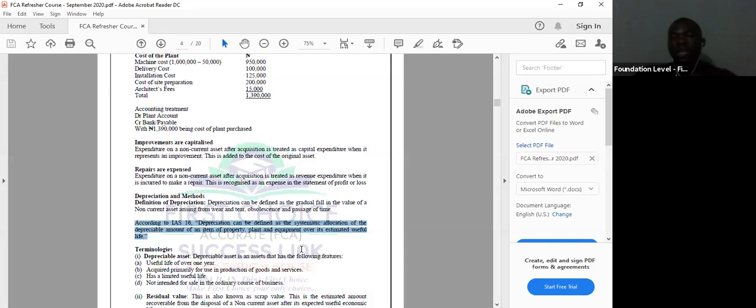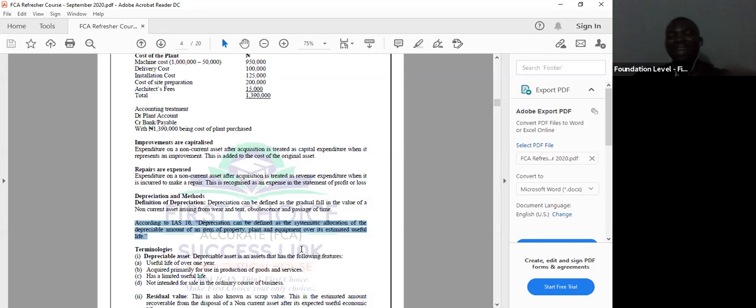Will be allocated for 5 years. If the useful life is 10 years, then the amount will be allocated for what? For 10 years. That is how they derive at this definition. That's the systematic allocation of the depreciable amount of an item of property, plant, and equipment over its estimated useful life.